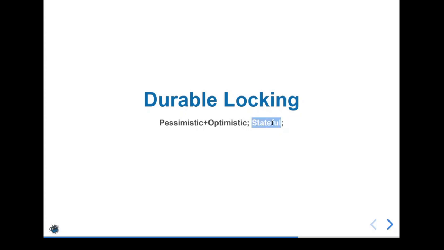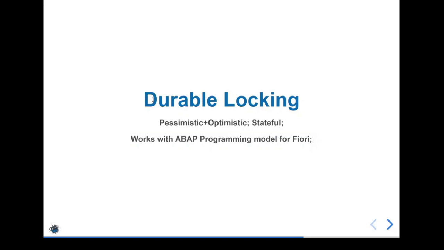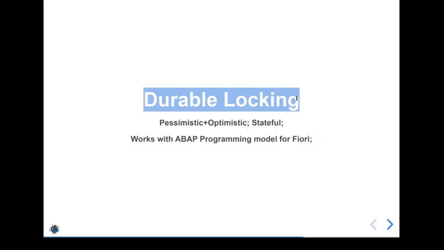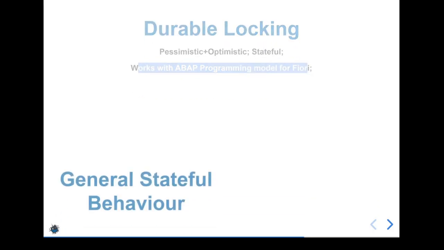How? Because it is using the ABAP programming model for Fiori. The ABAP programming model for Fiori is a new methodology and architecture where you create the new Fiori applications with draft features. So this durable locking will only work with the ABAP programming model for Fiori that has draft enabled. Then only it will work, or else it will not work. So that is one thing that I want to point out about durable locking. So we'll dig into durable locking a little bit.